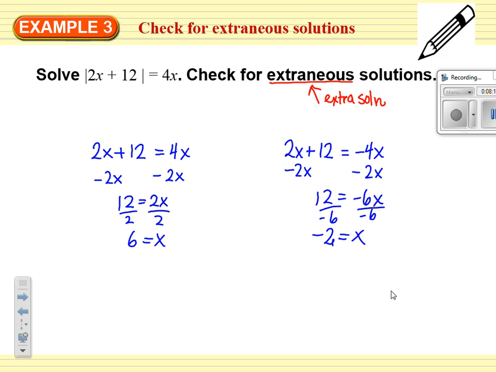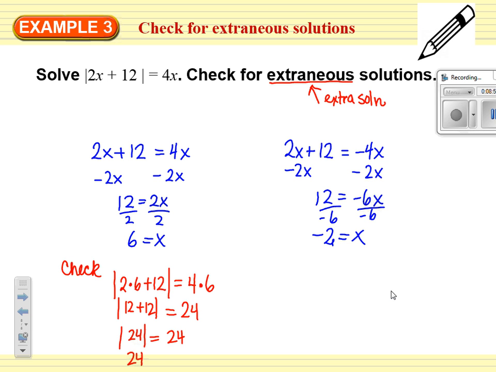Now, because the directions say check for extra solutions, there may or may not be a solution that will satisfy or make the equation true. So you always got to make sure that you're checking. So if I plug that 6 back in there, 2 times 6 plus 12, absolute value of that equals 4 times 6. 2 times 6 is 12, plus 12 is 24. The absolute value of 24 is 24. Does that equal 24 on the right-hand side? Yes, it does. This checks, so it is a solution that makes the equation true.